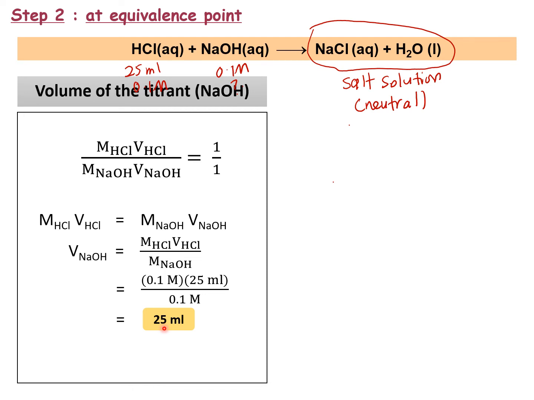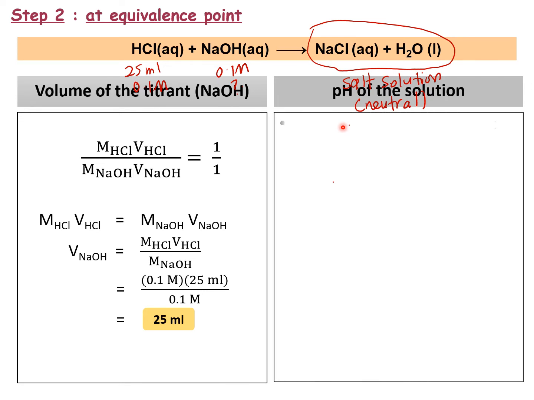Okay, now, how about the pH of the solution? So, like I said, pH yang tinggal adalah untuk salt solution sahaja. So, by right kita dah tahu kita ada neutral salt solution. So, pH dia sama dengan berapa? 7. Tetapi kita kena tunjukkan juga. So, kat sini, okay, pH of the solution. Apa yang awak kena tulis?